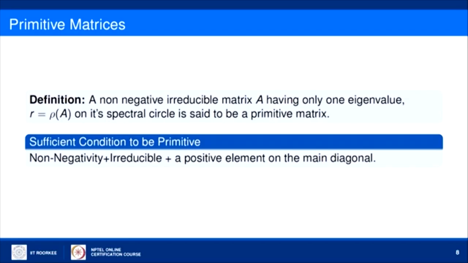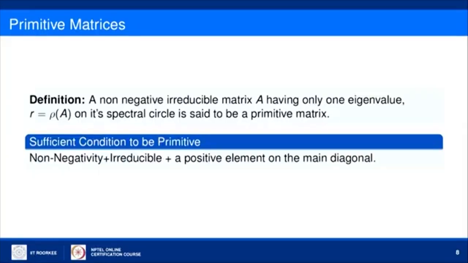Now after reducible and irreducible matrices, let us come to the next definition, that is about primitive matrices. A non-negative irreducible matrix A having only one eigenvalue on its spectral circle, that is its spectral radius, is said to be a primitive matrix. So in the case of a non-negative and irreducible matrix, if there exists only one eigenvalue which is on the spectral circle, then the matrix is called primitive. If there is more than one eigenvalue that lies on the spectral circle, then the matrix is called an imprimitive matrix.